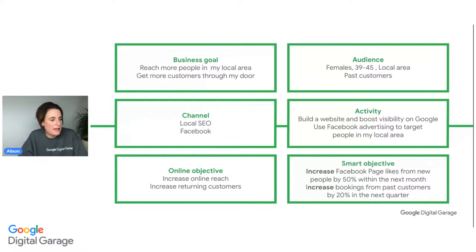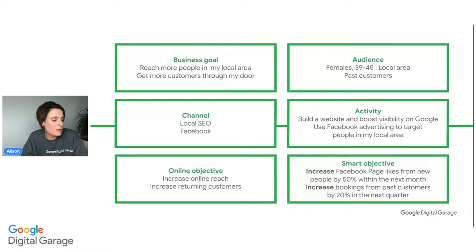Audience are female, aged 39 to 45. They live in the local area. His audience are also his past customers. The channels Max is going to use are local SEO and Facebook. So just focusing on 2 core channels there. I would also say Google Business Profile he's going to have on there and that local SEO. But 2 core channels he's going to use to help appeal to his audience initially.